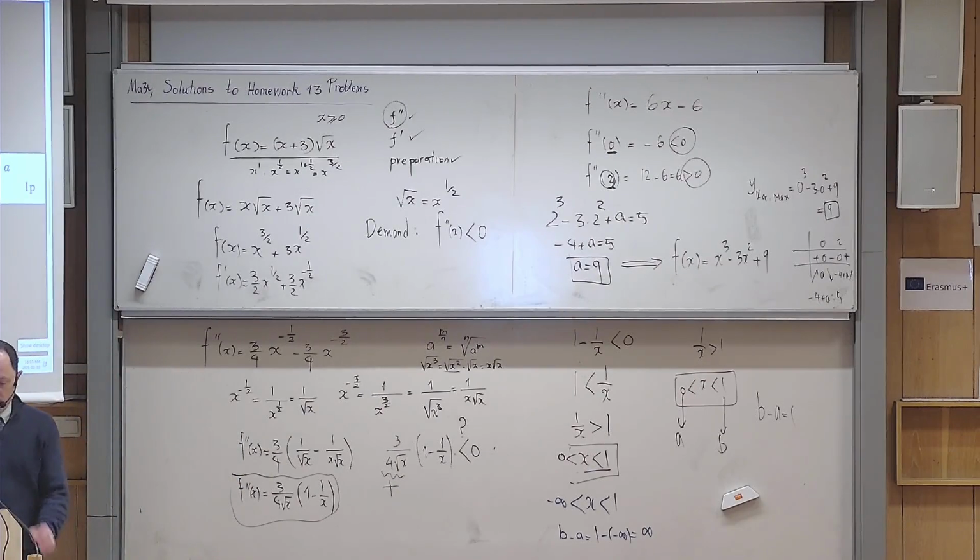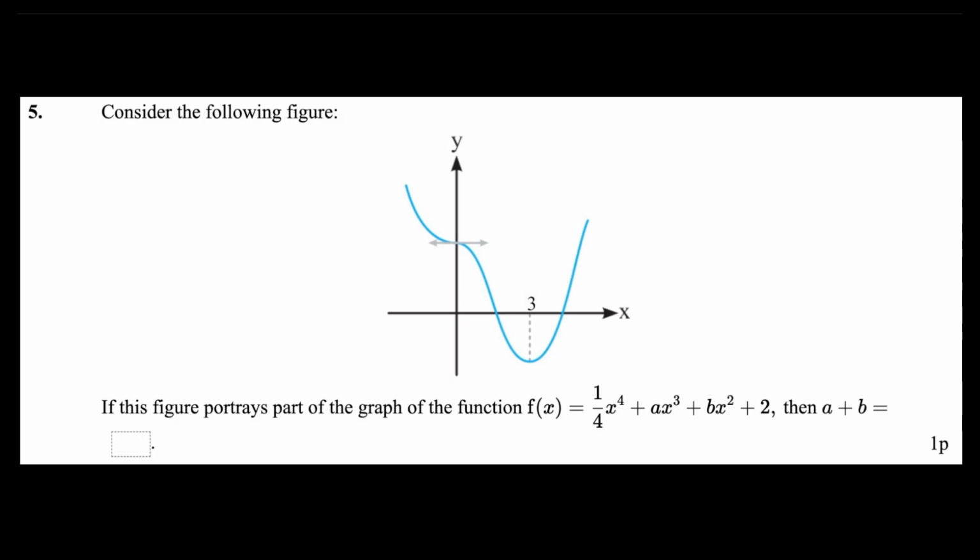Okay, so let us go to the next problem now. Consider the following figure. If this figure portrays part of the graph of this function, what is a plus b? So this function is given to you somehow. You see what characteristics you see. You see a minimum, extreme minimum point and a terrace point.